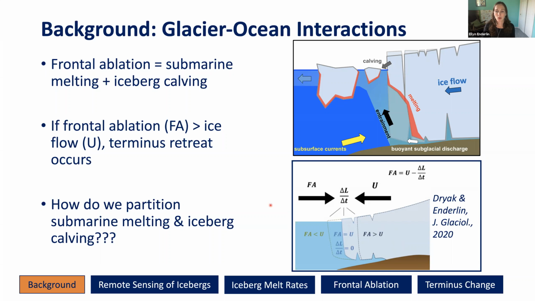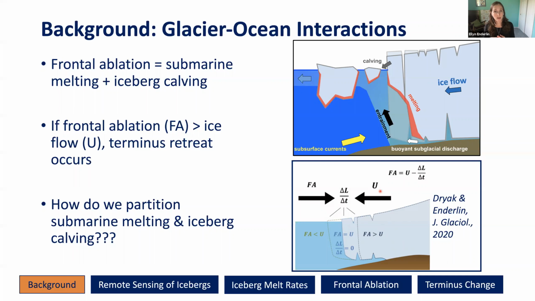And Mariama Dryack, my master's student who graduated back in 2019 from UMaine, has this really nice cartoon in her paper showing that frontal ablation, we calculate as the difference between our velocity and our changes in terminus position that we can measure from satellite data. And so that's how we're getting at this. And when our frontal ablation exceeds our velocity, that's when we have our terminus retreat.